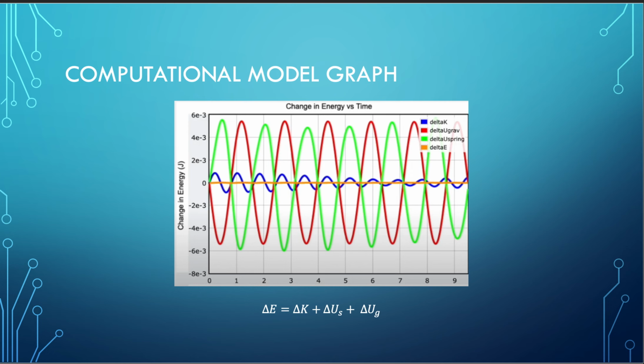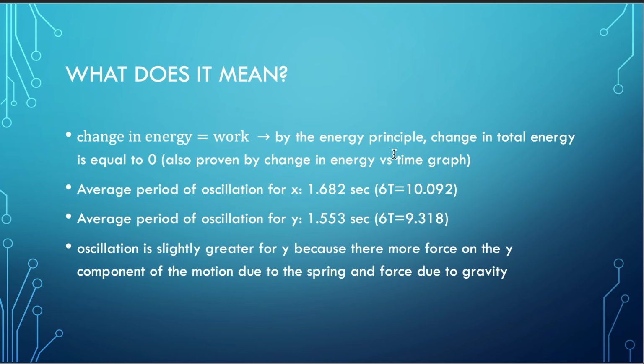So the energy principle is satisfied because the change in energy equals work, and by the energy principle, the change in total energy is equal to 0. The average period of oscillation calculated for x was 1.682 seconds, and the average period of oscillation for y is 1.533 seconds.